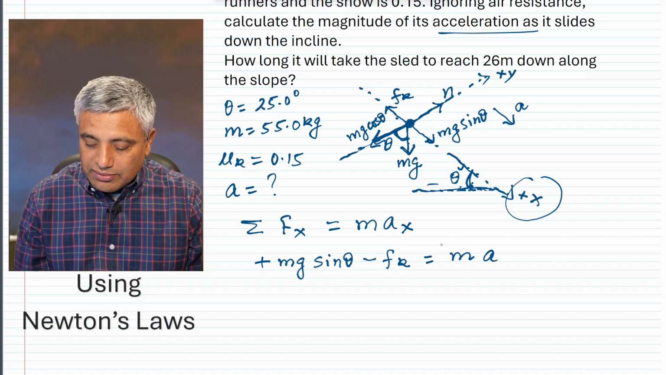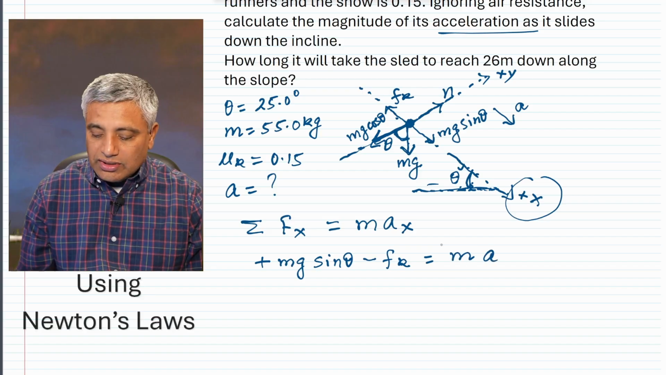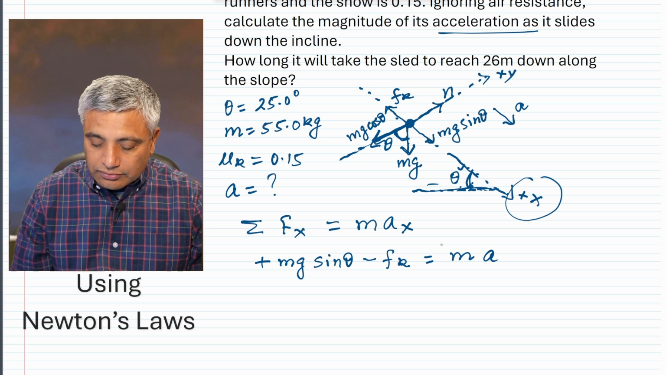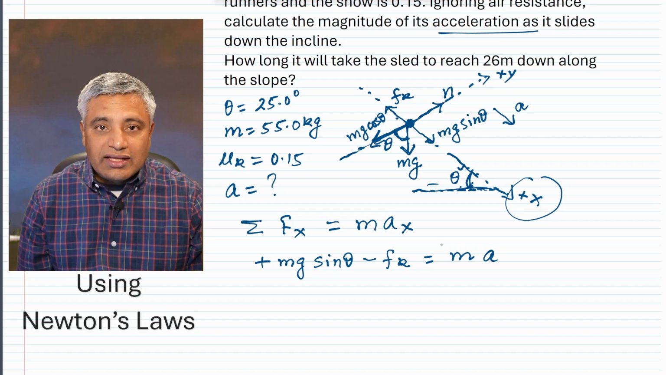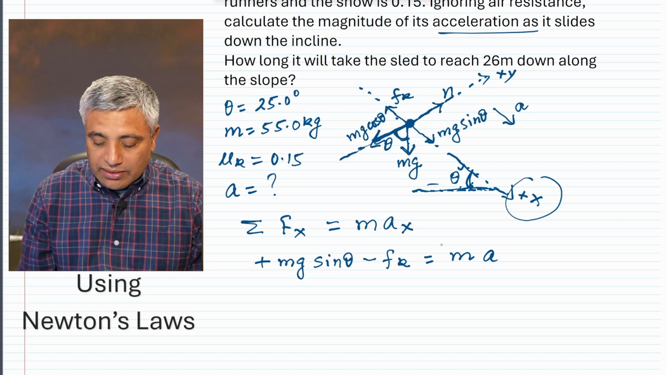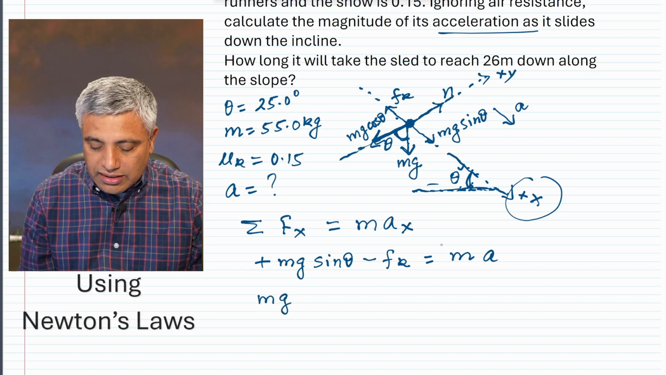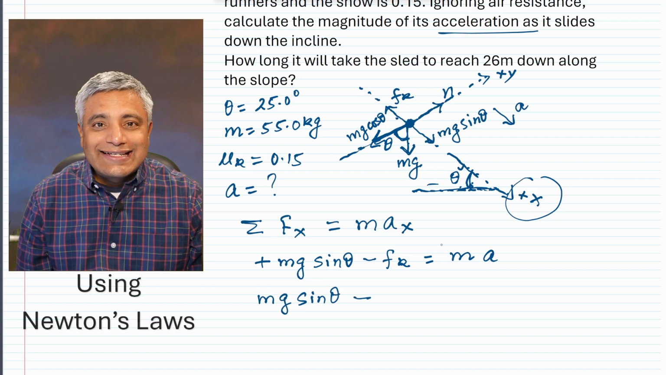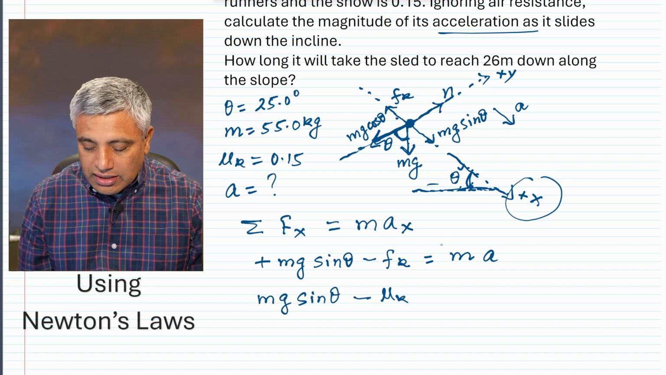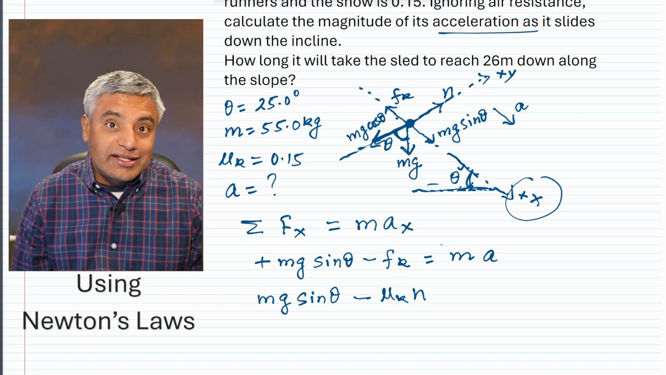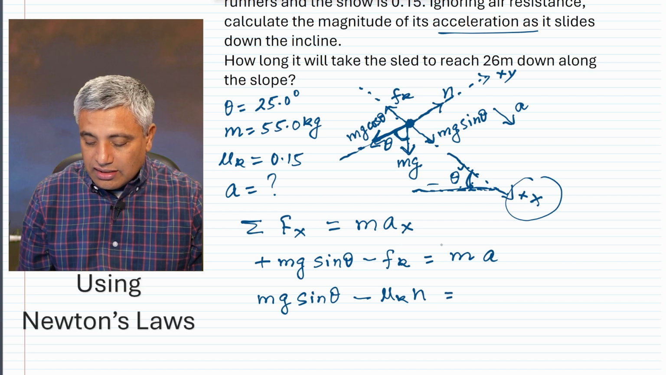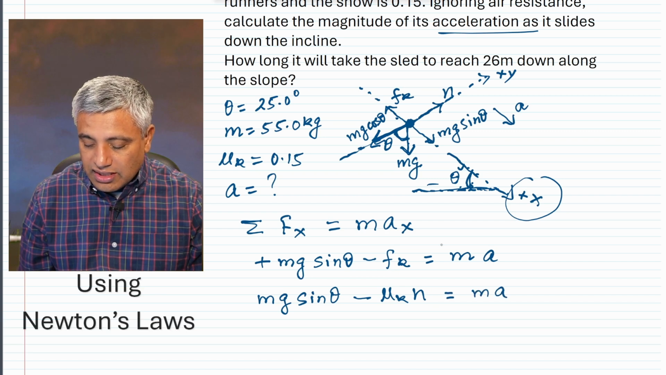Mass times acceleration. Acceleration is pointing downhill, so this is positive. Now we don't know the friction force, rather we know the friction coefficient. So that means we need to convert this equation in terms of friction coefficient by using the fact that friction force is always friction coefficient times normal. And by the way, the friction force in this case is kinetic friction force, because the object is sliding, it's not just trying to slide. Okay, and that is equal to m times a.